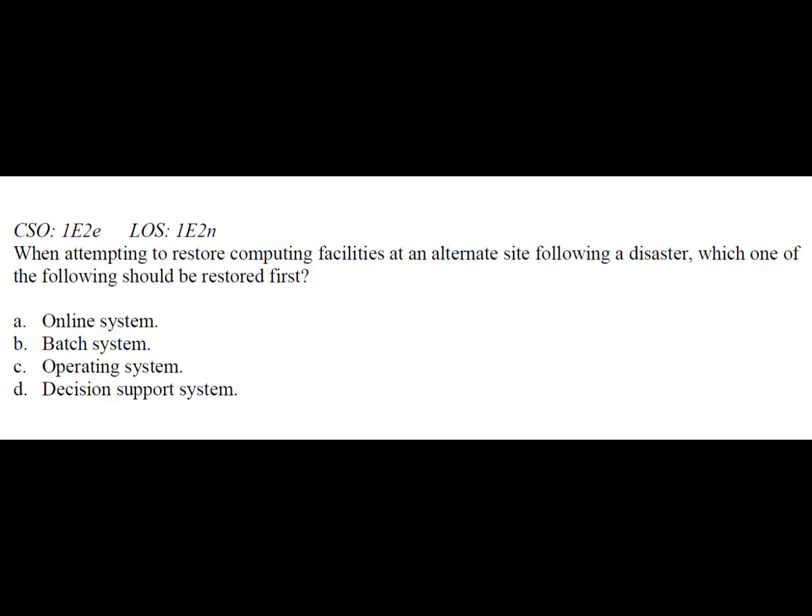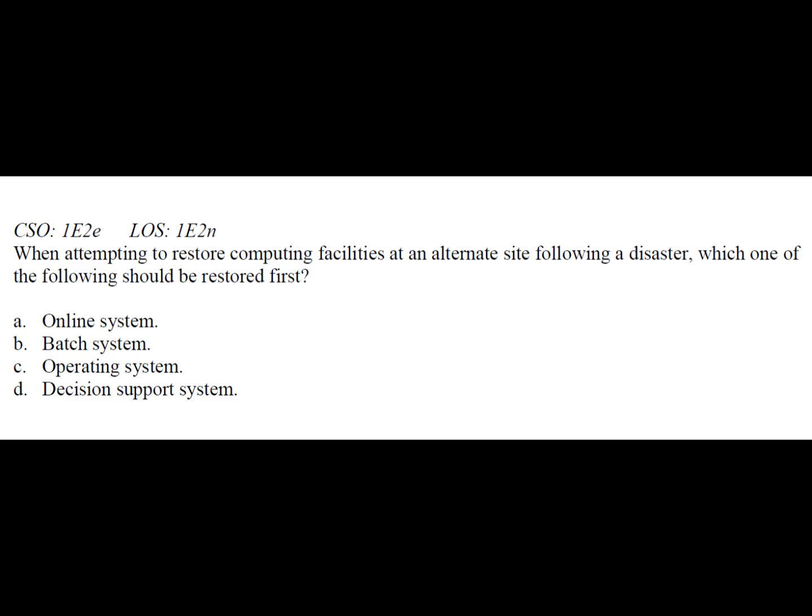This question tests knowledge of disaster recovery planning, DRP, and the sequence of restoring information systems after a major disruption. When an organization activates an alternate processing site, the objective is to restore computing capabilities in a logical order so that critical business applications can operate successfully. Before application programs, online transaction systems, or decision support systems can function, the underlying system software that manages computer hardware and resources must first be installed and operational.